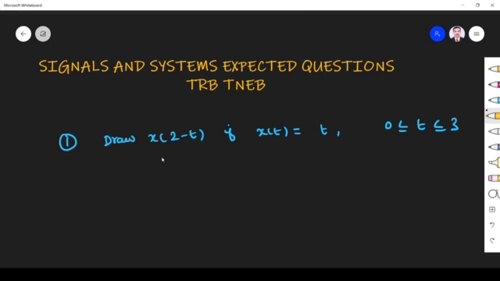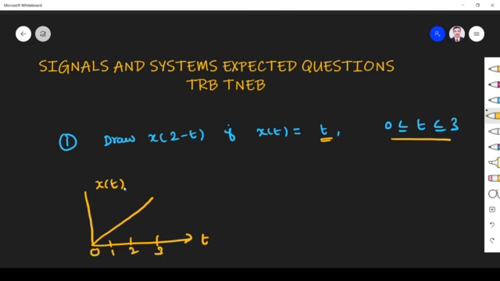So they ask us to draw x of 2 minus t. X of t first we have to draw. So what is x of t? X of t is t when t varies from 0 to 3. This is linear. When t is equal to 0, x of t is 0. When t is equal to 1, x of t is 1. At t equal to 2, x of t is 2. At t equal to 3, x of t is 3. So the curve goes like this.